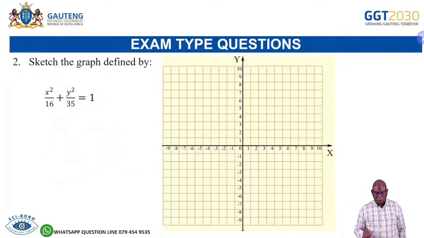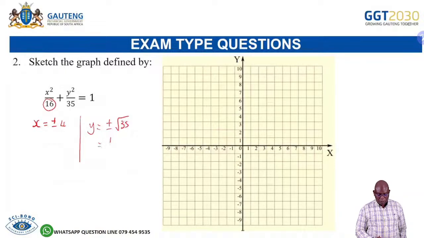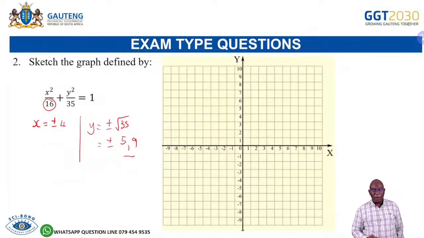If you look at the last one here, same thing. What is the value of x? It's plus or minus 4 because of the 16. What is the value of y? It's plus minus the square root of 35. In this case, the square root of 35 is, I think, 5.9. You can use a calculator just to make sure, because you cannot put the square root of 35 on the sketch. So use decimals.